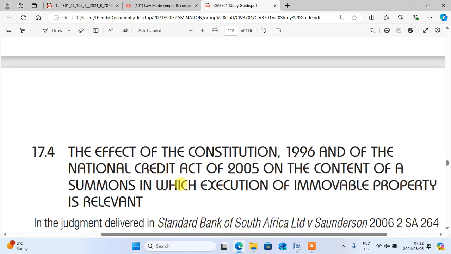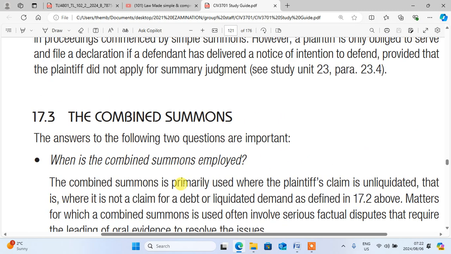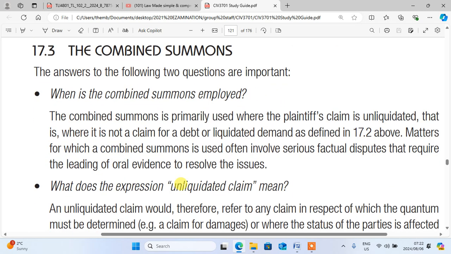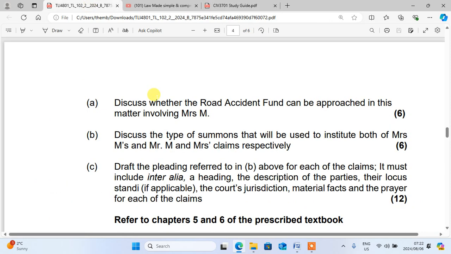So you come and summarize about the combined summons, or else you go and summarize from the prescribed book. It is very clear that the type of summons they will all use is a combined summons, because they are claiming an unliquidated amount which should be determined by the court. So all of these people are going to use the combined summons. Then we explain what a combined summons is.